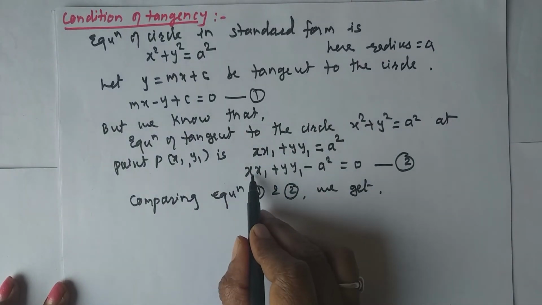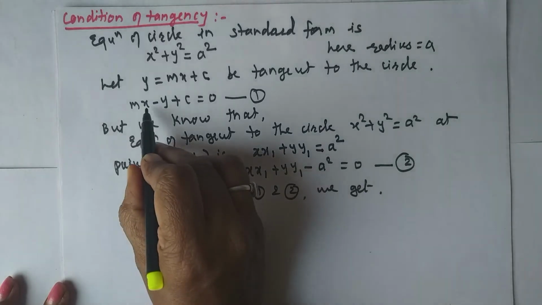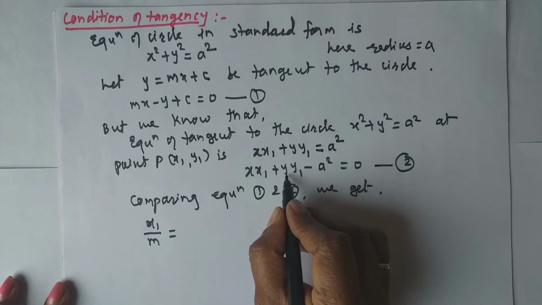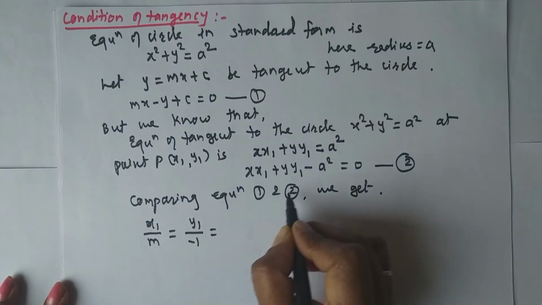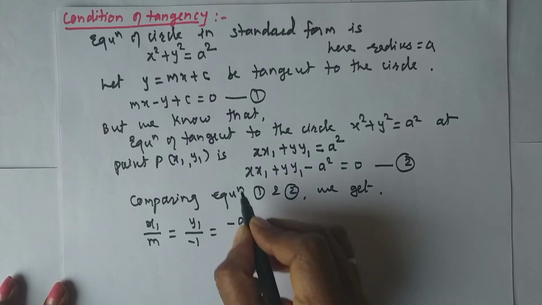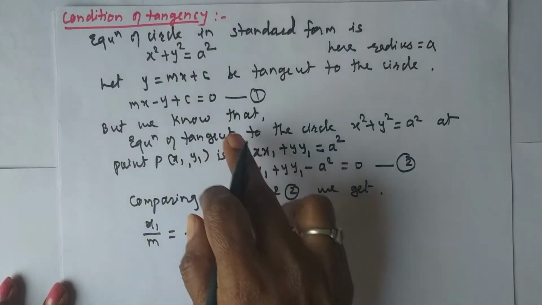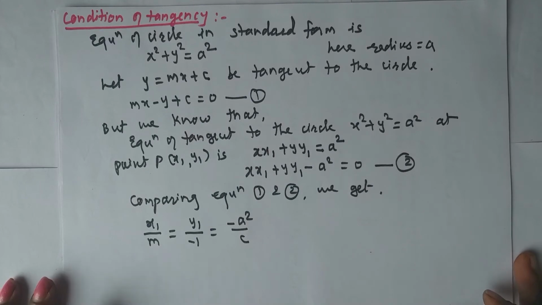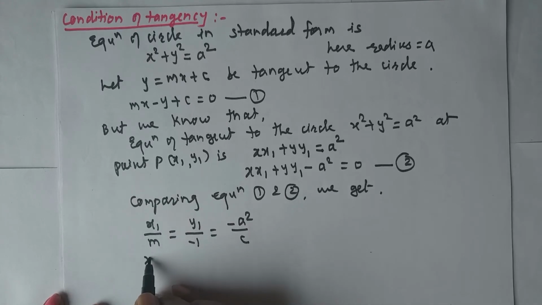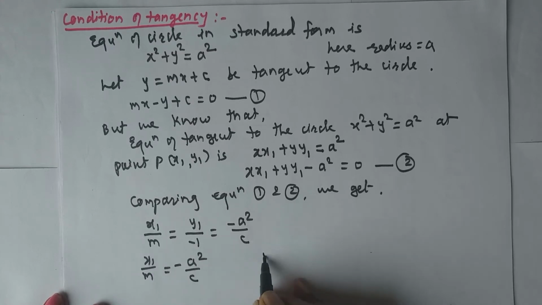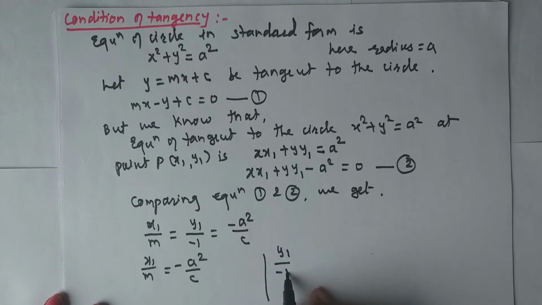Now here coefficient of x is x1. Here coefficient of x is m. Here coefficient of y is y1. Here coefficient of y is minus 1. Here constant is minus a square and here constant is c. We are comparing from equation 1 and 2 the coefficients of x, y and constant. Now all these three ratios are equal. Therefore first I will compare x1 divided by m to minus a square by c, and then I will compare y1 divided by minus 1 to minus a square divided by c.